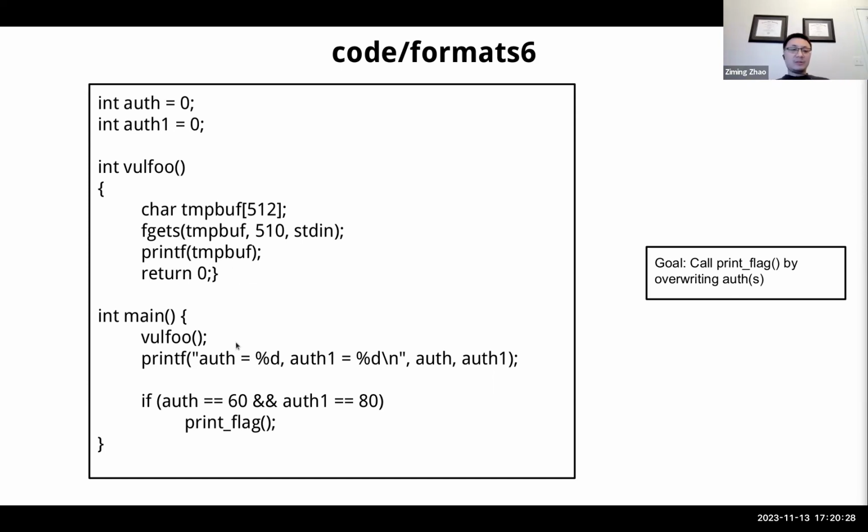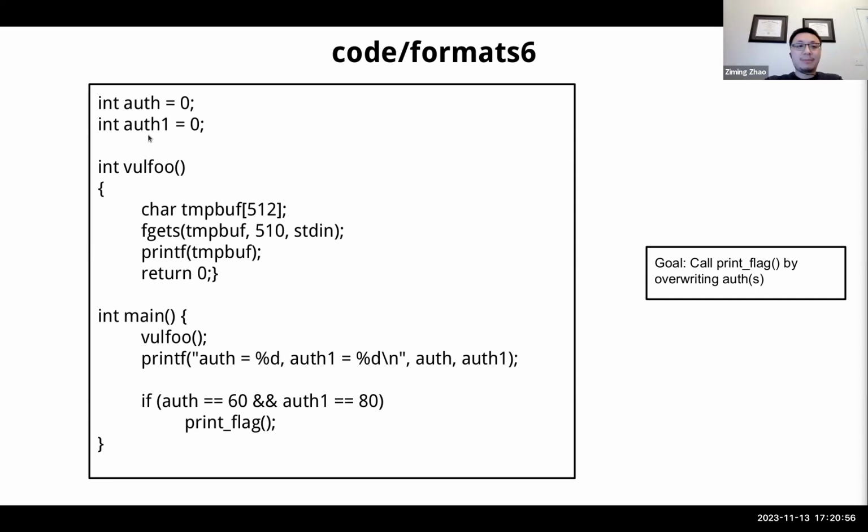The main function first calls vulfoo, then prints out the values of auth and auth1. And it checks that if auth has a value 60 and auth1 has a value 80, then it prints out the flag. That's it. So the idea here is simple.